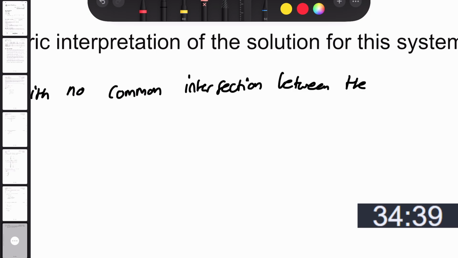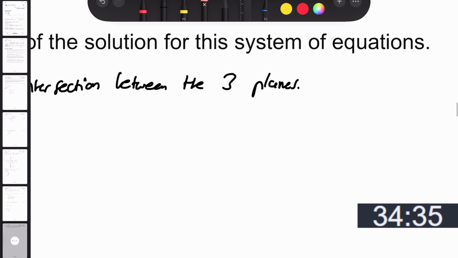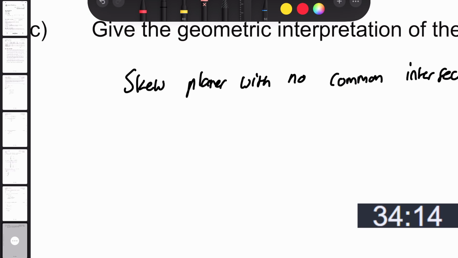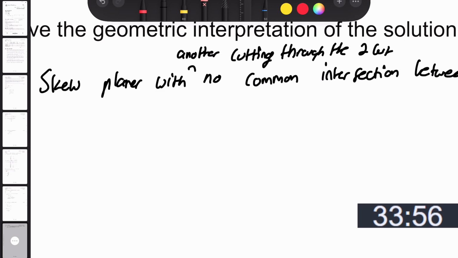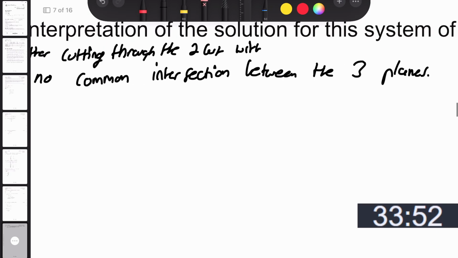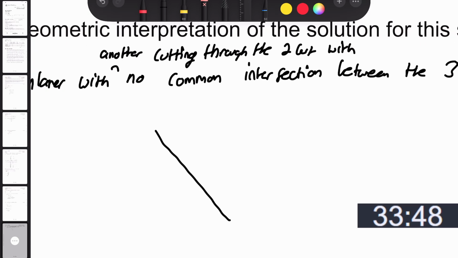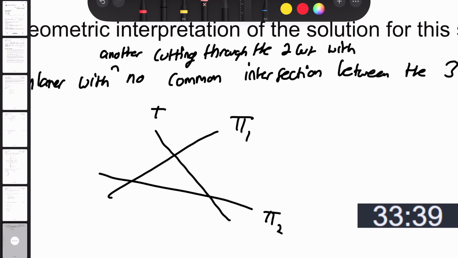Let's say 2 skew planes with another cutting through the 2, but with no common intersection of all 3. So it could be something like plane 1, plane 2, plane 3.